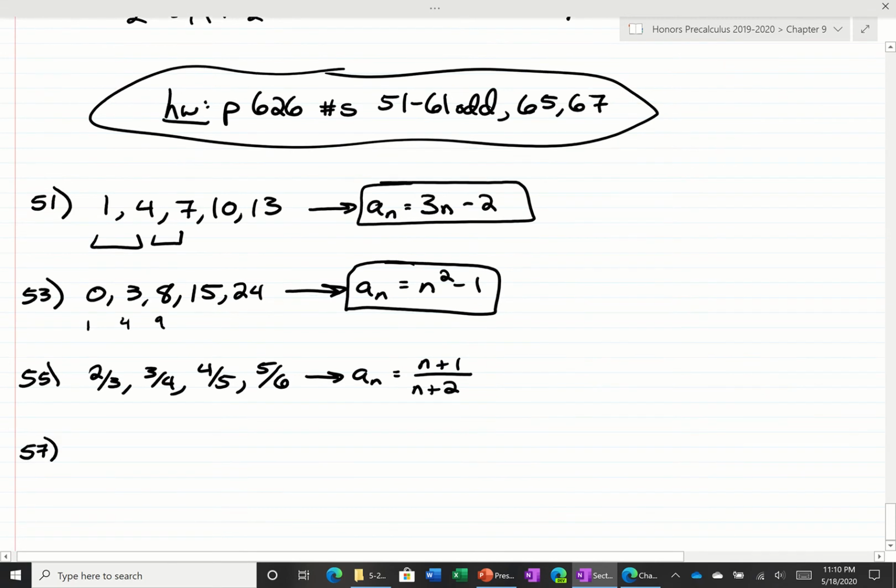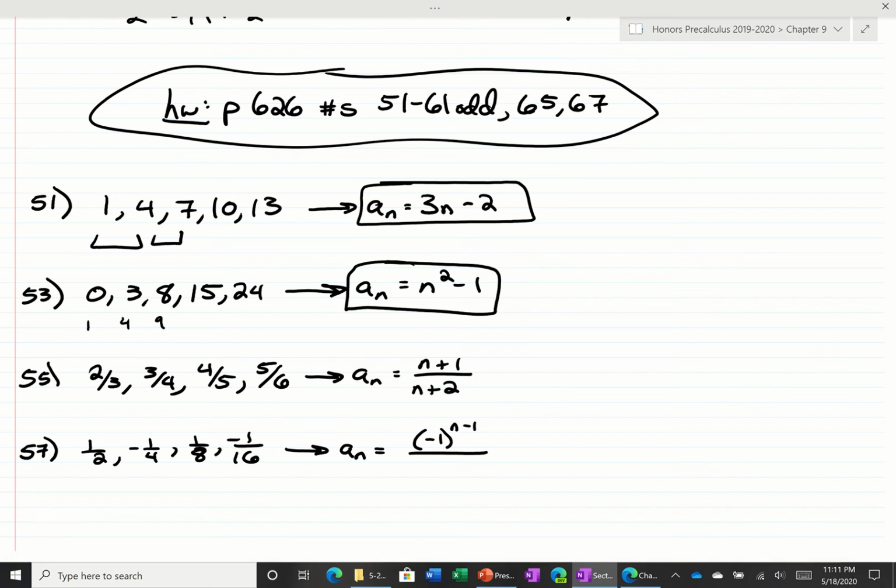57. We have 1/2, negative 1/4, 1/8, and negative 1/16. Alright, so we definitely have an oscillating negative 1. Say negative 1 to the n minus 1 power because we're starting positive. You could say n minus 1, you could say n plus 1, it doesn't matter. And then on the bottom, those are just powers of 2.